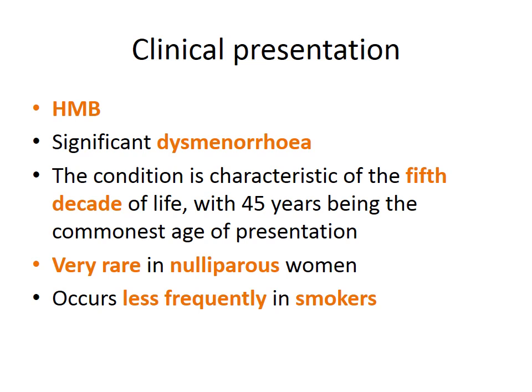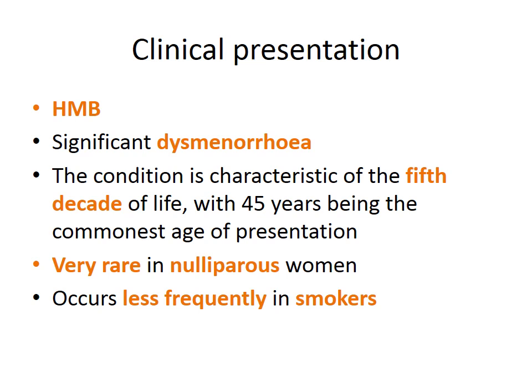Clinically, how does a woman with adenomyosis present? Usually, she presents with heavy menses, with menorrhagia. The blood loss per cycle will be larger than the expected loss per month in a normal healthy woman. As well, she might suffer from significant dysmenorrhea. And as I said, this condition is characteristic of those who are above their 40s, that is to say in their fifth decade of life, especially around the age of 45.